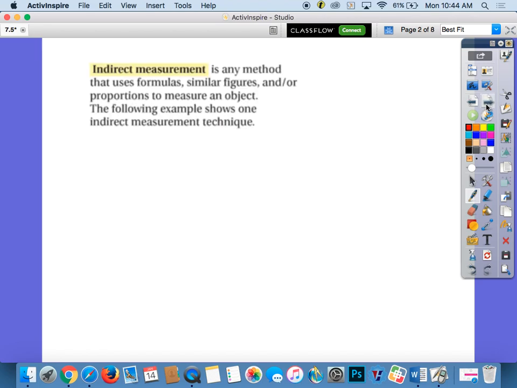So the first definition we're going to get down is an indirect measurement, and we're basically going to be using the fact that we have similar figures, and because of that we can set up a proportion to measure an object. It's called indirect because you're using similar figures and a proportion as opposed to just putting a ruler down and measuring a distance or measuring an object.